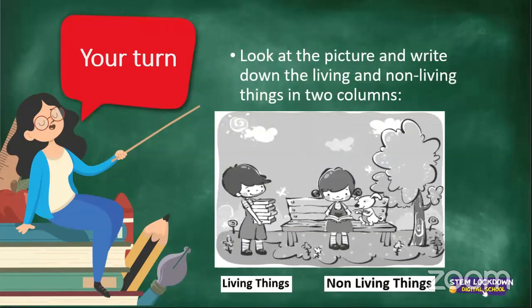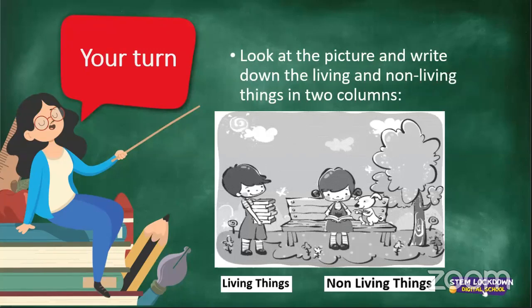You're going to look at this picture and I want you to write down the living and the non-living things in 2 columns. Now let's quickly look at everything that you see.